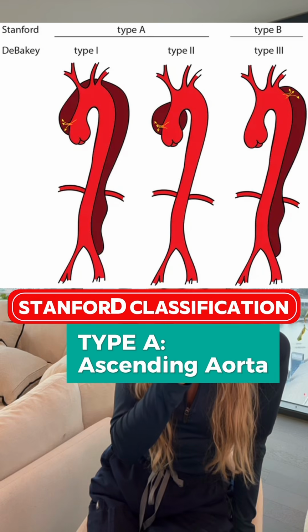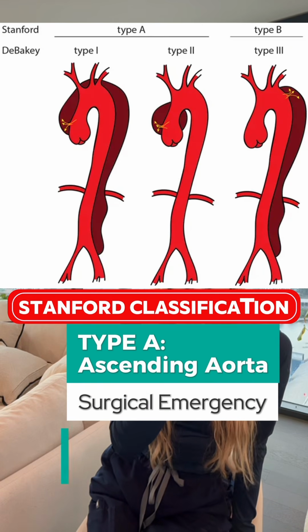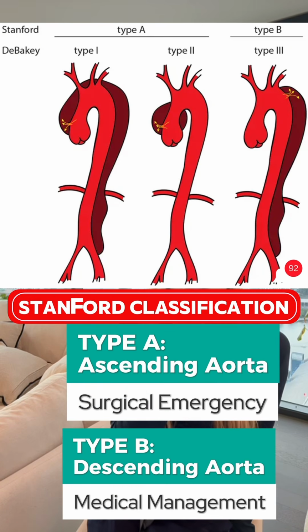Type A involves the ascending aorta, and this is a surgical emergency. Type B is the descending aorta only. Usually this is medically managed.